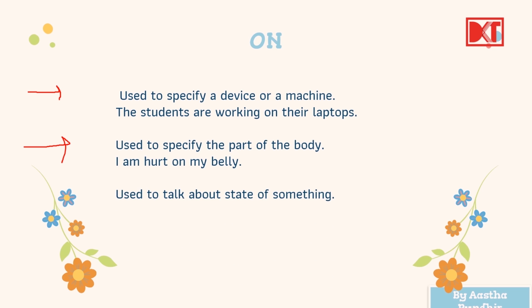Then we have used to talk about the state of something. The state of something like the house is on fire. So what's the state of the house? It is on fire. Alright, so these are the different ways in which we can use on. Once we do the mock questions, it will be clearer to you.